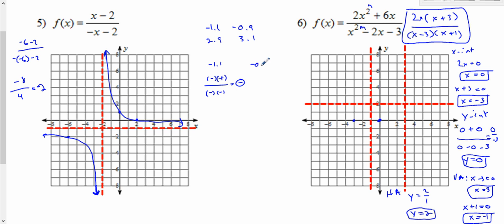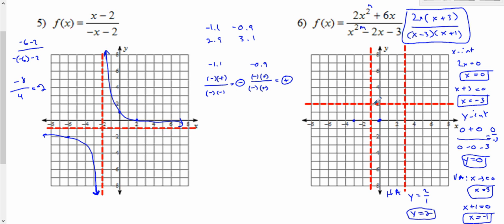When I test negative 0.9, 2 times negative 0.9 is going to be a negative number. Negative 0.9 plus 3 is a positive value. Negative 0.9 minus 3 is a negative number. And negative 0.9 plus 1 is going to be a positive because I'm adding a larger value. Now I only have 2 negatives, which will have a positive outcome.